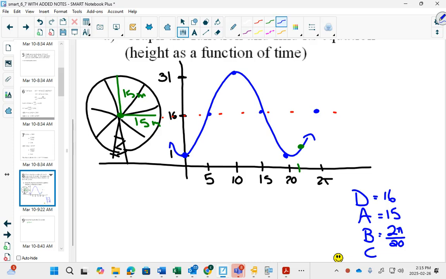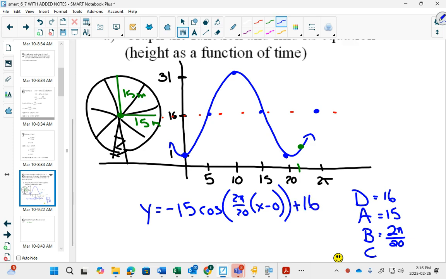So our B value is going to be 2 pi over 20. And the C, I'm not going to write because it could change, depending on which one you would do. For graphs that start at a minimum, I would probably most often recommend a negative cos graph. Negative 15 cos bracket 2 pi over 20, x minus 0, you wouldn't have to write the 0, plus 16. That would probably be my first recommendation, because it starts at a minimum.